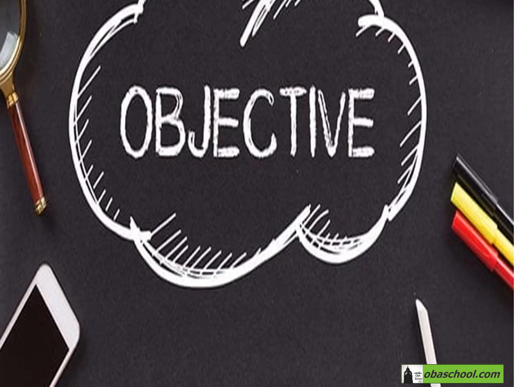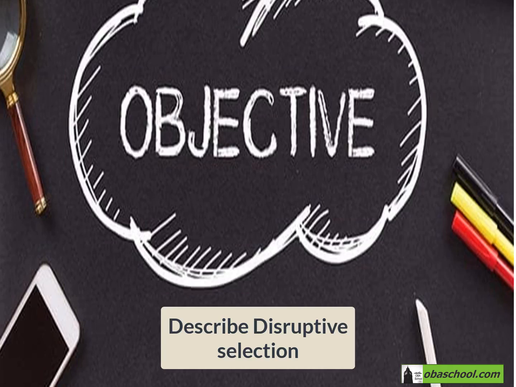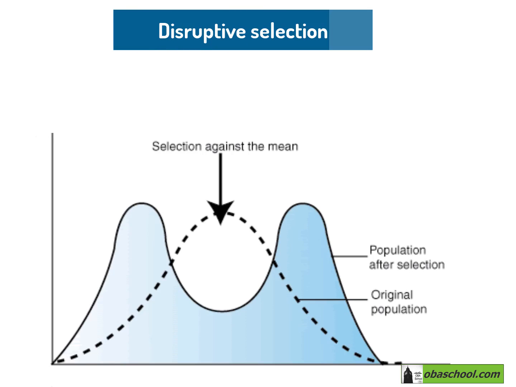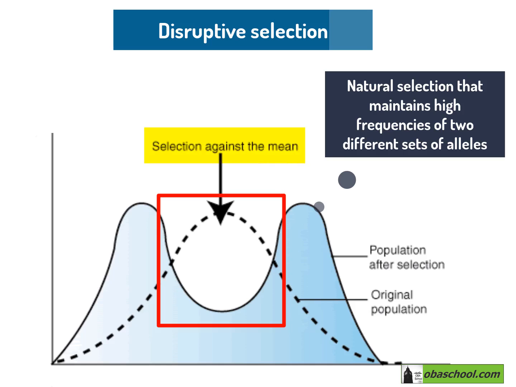The final type of selection is the disruptive selection. So in this video, we are going to learn about disruptive selection. Disruptive selection is natural selection that maintains high frequencies of two different sets of alleles. In other words, individuals with intermediate phenotypes or alleles are selected against.